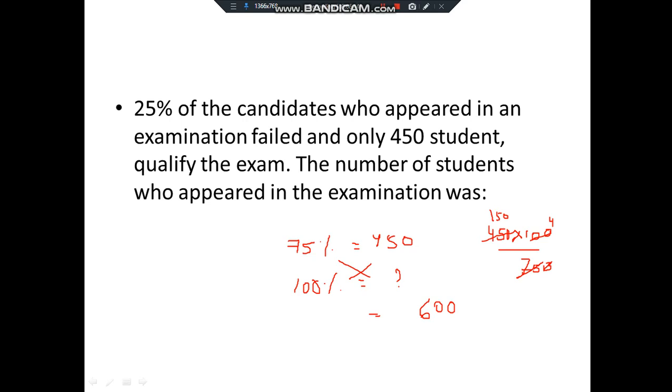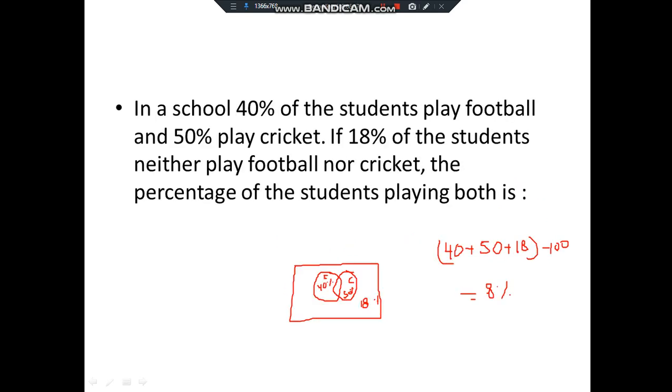Next, in a school, 40% of students play football and 50% play cricket. If 18% of students neither play football nor cricket, the percentage of students playing both is? See, this can be solved using a Venn diagram. This is quite similar to this concept, that's why I have taken it. It is not exam related, but you can also get questions based on pass, fail, etc. So you can just look into how to solve this question.